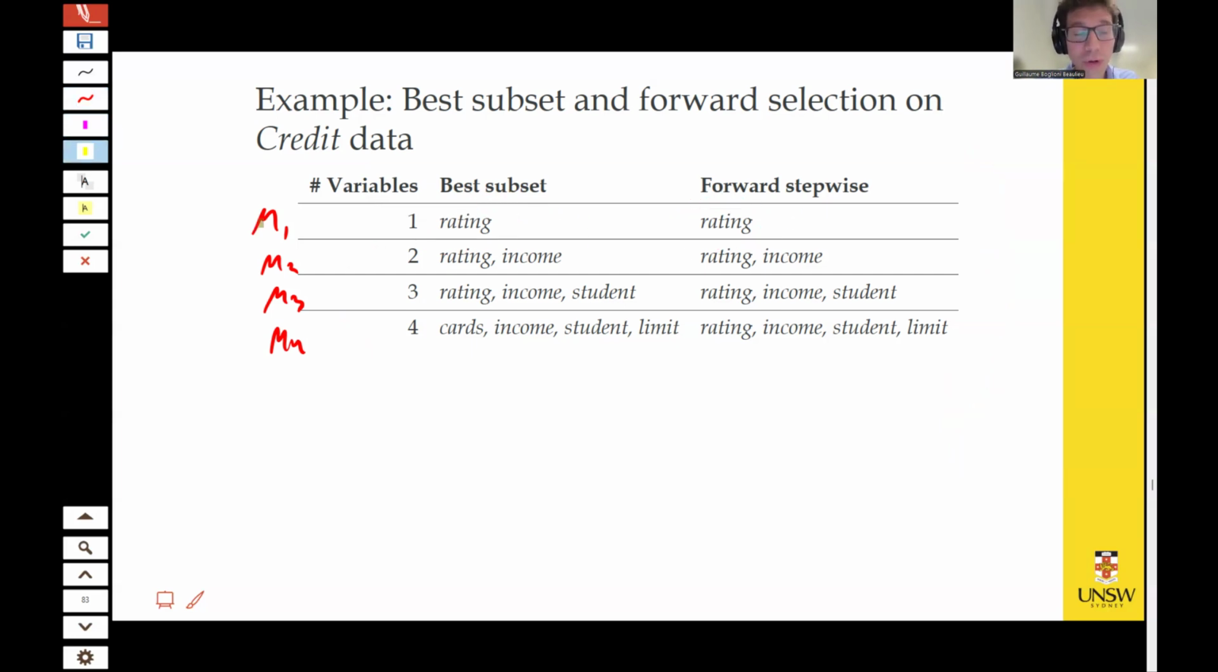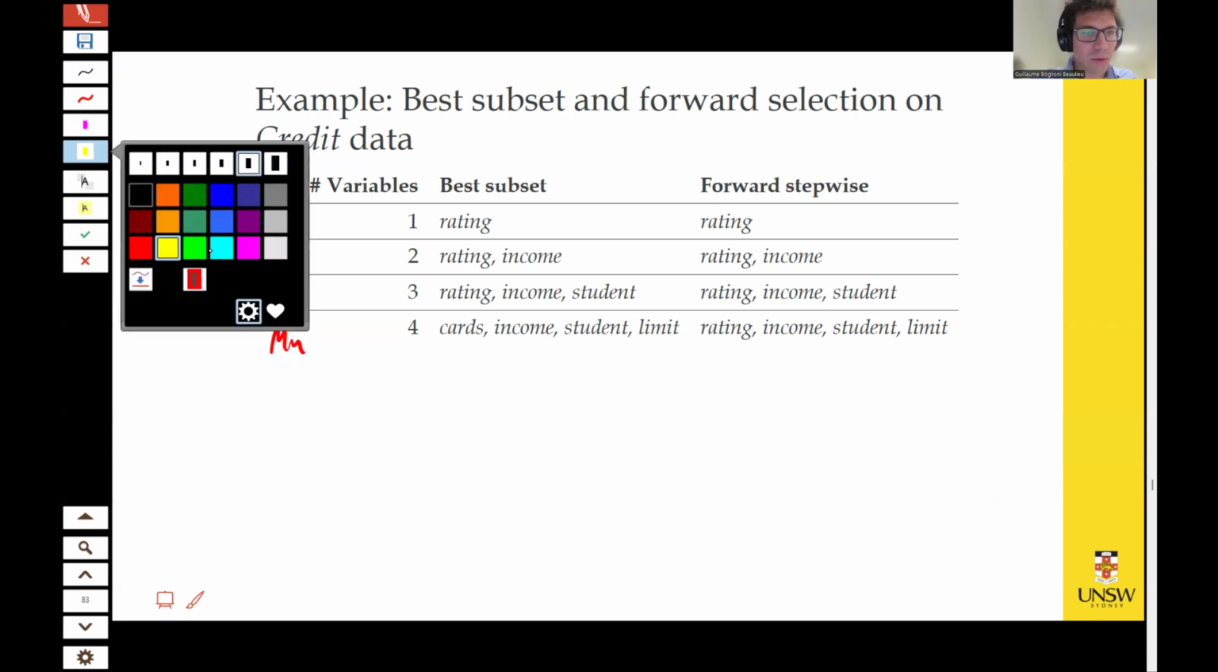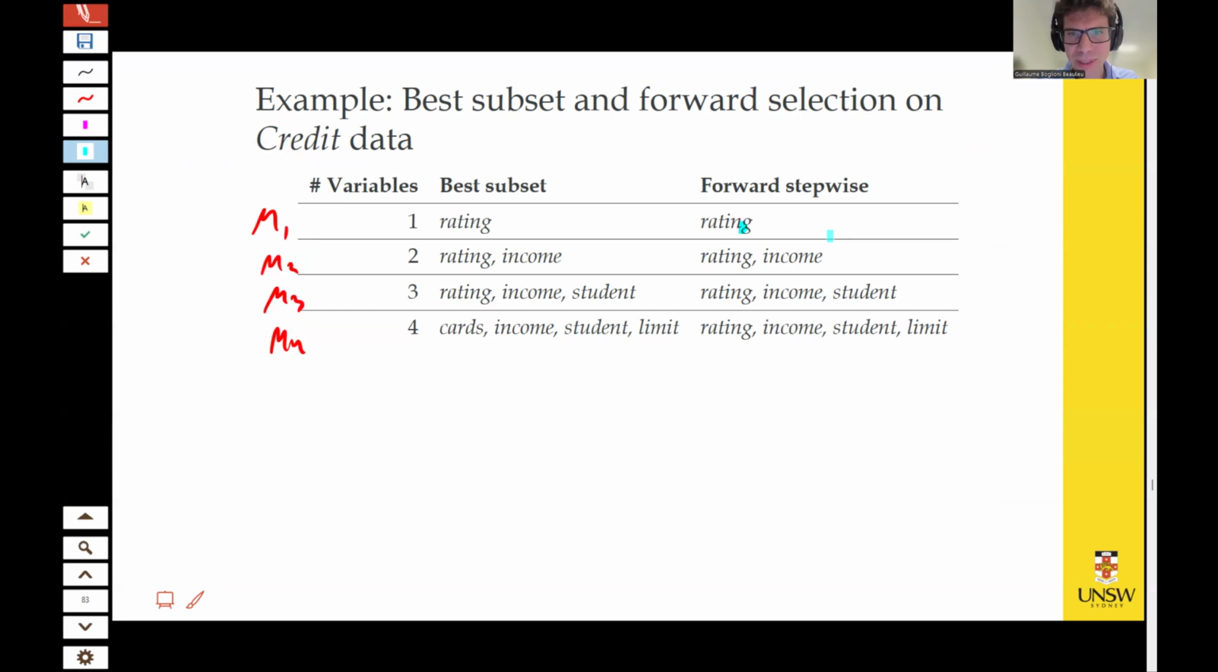forward stepwise. Whoa, I get some problems. When I get to the end of the video, I suppose I get more tired and I cannot speak anymore. So rating, the same. Now, if you go to two variables for best subset, rating, income, it's pretty good. Forward finds the same because, well, rating income, that's the best with two variables. All you need to do is add income to rating. That's great. So forward is going to be able to find the best model with two variables.